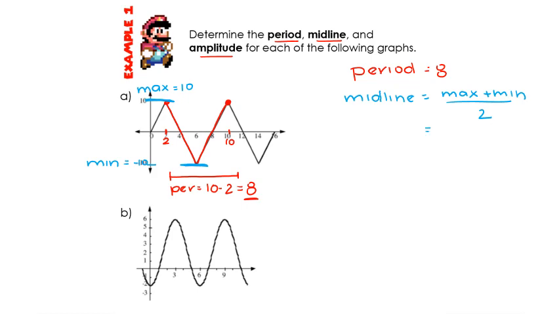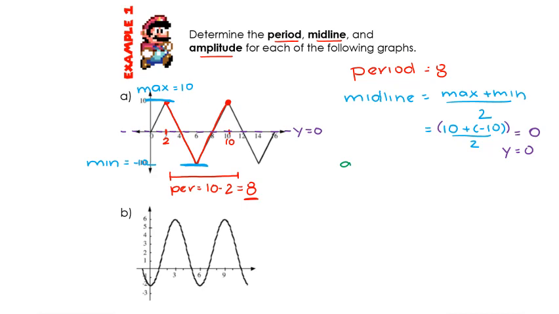So then if I plug in our max and min, I've got 10 plus negative 10, and then divided by 2. Now, if you're going to put this in your calculator right away, make sure that you have brackets around the top. So then 10 plus negative 10 is going to give us 0, and 0 divided by 2 is going to give us a midline of 0. So when you write your midline, you're going to write it as an equation of y is equal to 0. And on our graph, it's just going to be the line that sits right on top of the x-axis. And that line is going to cut our graph exactly in half.